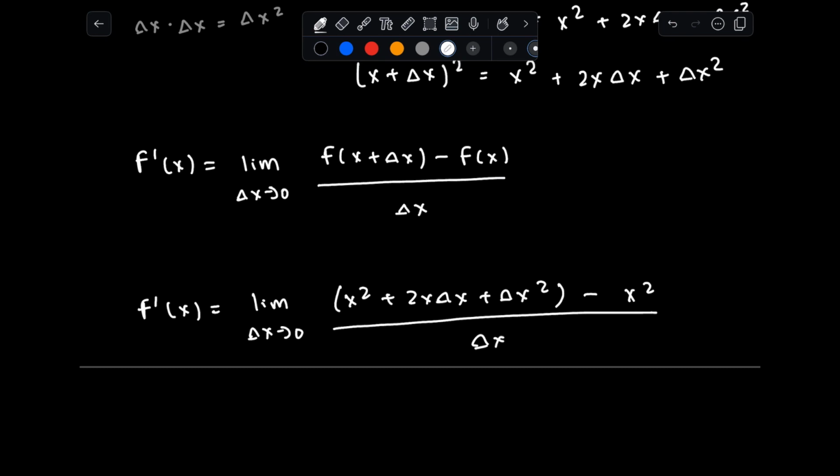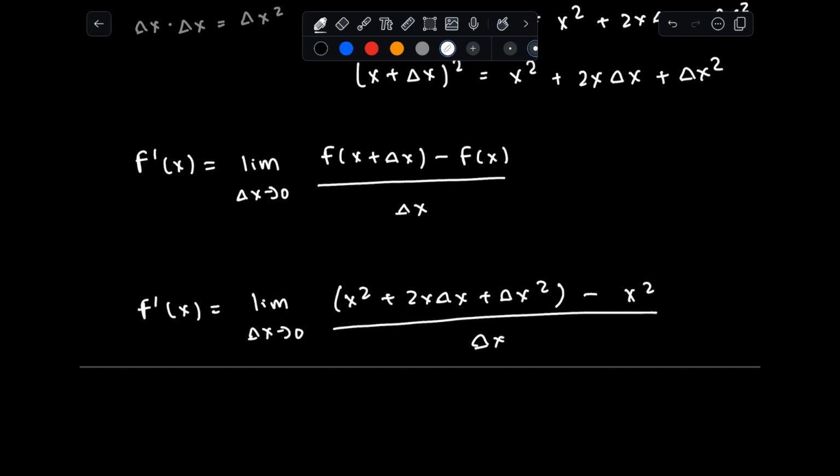Now remember, when it comes to evaluating limits, it's really important that we simplify the expression as much as we can to avoid an indeterminate form. And if we plug in 0 for delta x, we'll end up with a 0 in the denominator, which leads to an indeterminate form. And so we'll have to go ahead and simplify as much as we can before actually taking the limit of this expression, which is going to lead us into the derivative of f of x.